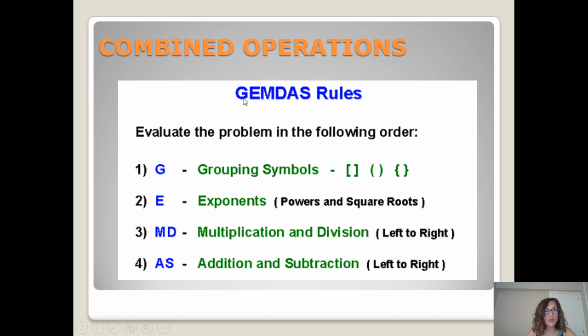So we have G for grouping symbols, E for exponents, MD for multiplication and division, and AS for addition and subtraction. What happens if we have more than one multiplication or more than one addition? We will go from left to right. You know that in maths, we read from left to right, the same as when we are reading a text. So if we have two multiplications, we will do first the one on the left, and then continue with the second one, which is on the right.